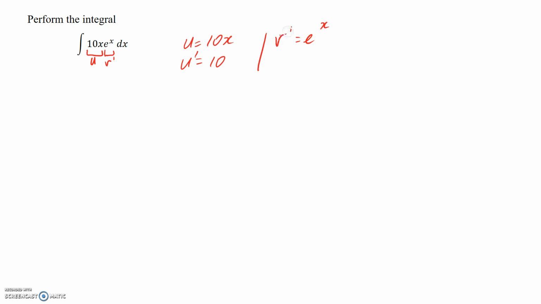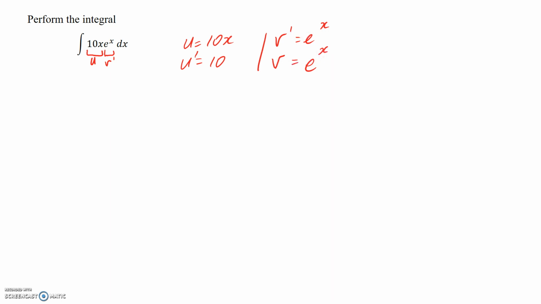Okay, this one here, we want to go from v dash to v. So integrating e to the x, we're going to just be left with e to the x. Remember, if you ever want to check, if you take the derivative of v, it should go back to v dash, okay? So yeah, it works both ways.